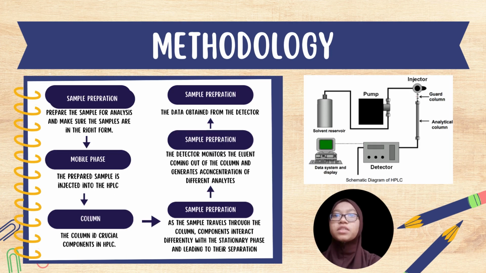Let's move into the method of HPLC. Firstly, the sample preparation. The sample must be prepared for analysis, making sure the sample is in the right form. Then, the prepared sample is injected into the HPLC. The column is the crucial component in HPLC, used to identify and measure the amount of different things in the sample. As the sample travels through the column, components interact differently with the stationary phase, leading to their separation. The detector monitors the eluent coming out of the column and generates a concentration of different analytes. Lastly, the data obtained from the detector.